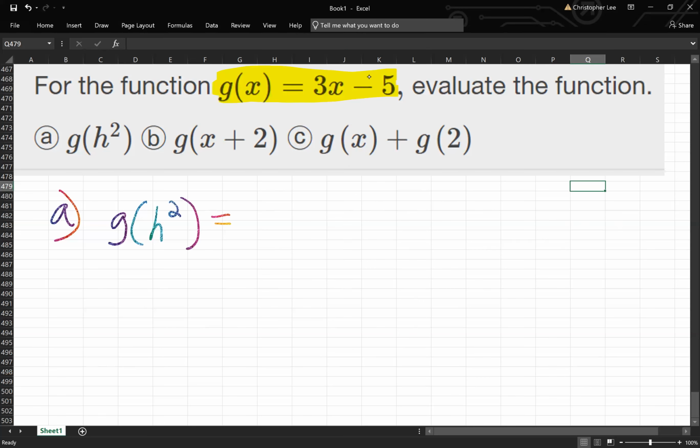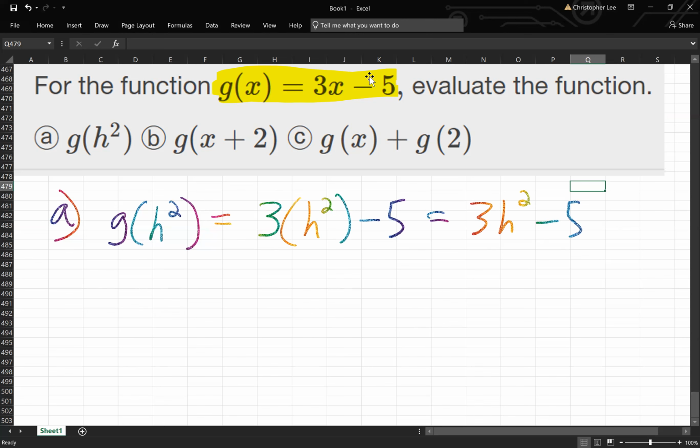Just so that we're clear, so now I'm gonna plug that in. So this is gonna become what? 3 times h squared minus 5. I'm done. That's it. Questions on that? I just did that to be fancy. I mean, if you want, you can say 3h squared minus 5. That's cool too.